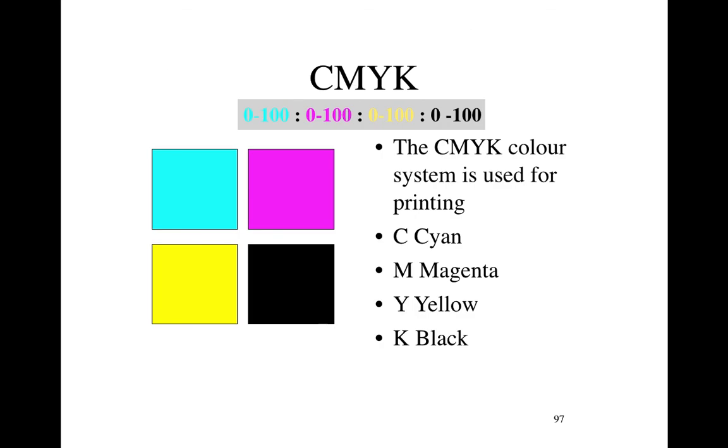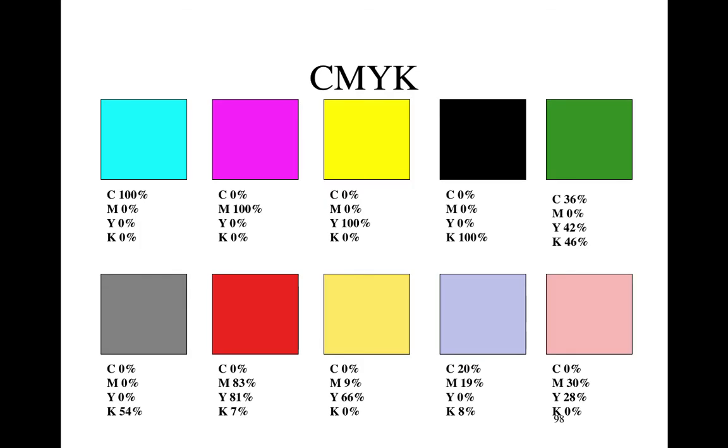So that's the cyan, magenta, yellow, and black. If we look there at the top left, if you have 100% cyan, go figure, it's all cyan. You've nothing else. If you've no cyan, 100% magenta, 0% yellow, 0% black, then obviously you're going to get magenta. Looking there at the top right, we've got cyan is 36%, we've 0% magenta, 42% yellow, and 46% black. And that gives us a shade of green there.